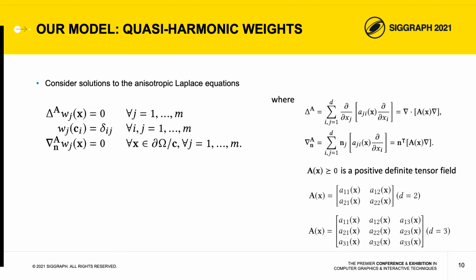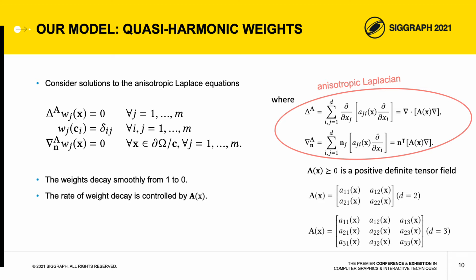So let's talk about our model. First, we introduce the notion of quasi-harmonic weights. Consider solutions to the so-called anisotropic Laplace equation. The equations are defined using the anisotropic Laplacian operator, which is the weighted sum of partial derivatives. The weighting coefficients come from a tensor field A, which is positive definite everywhere. The model says that between bones, the weights decay smoothly from 1 to 0. The rate of weight decay is controlled by the tensor A.